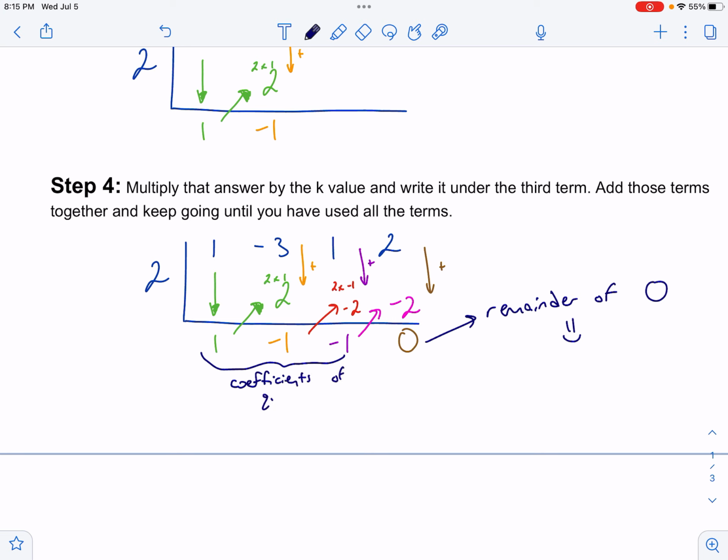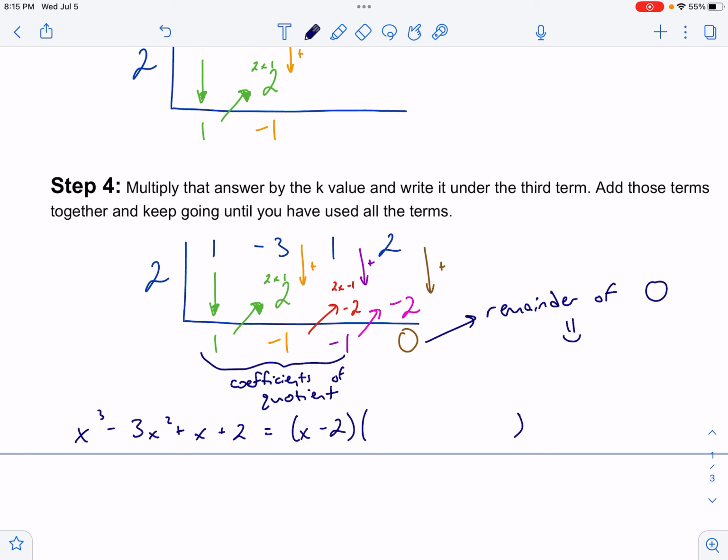Of the quotient. How do we write our quotient out? Well, let's do it properly. Let's actually write out our initial equation. Our initial equation was x to the 3 minus 3x squared plus x plus 2. And we broke that down. We said our divisor was x minus 2. And how do we get our answer now?